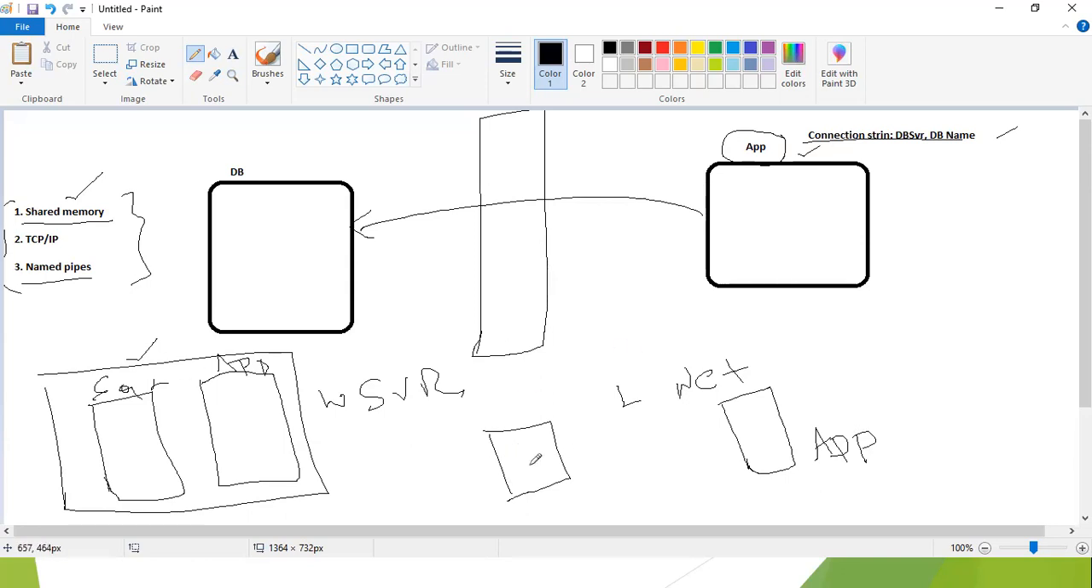So here SQL is installed and the application is installed, and these two can communicate through named pipes, right? So if the SQL Server and the application are installed on the same server, we use shared memory. If it is a shorter distance, or an intranet communication, then we can use named pipes, because it is not very far. It is a local area communication.